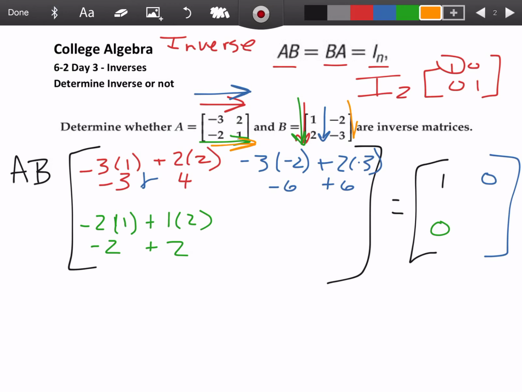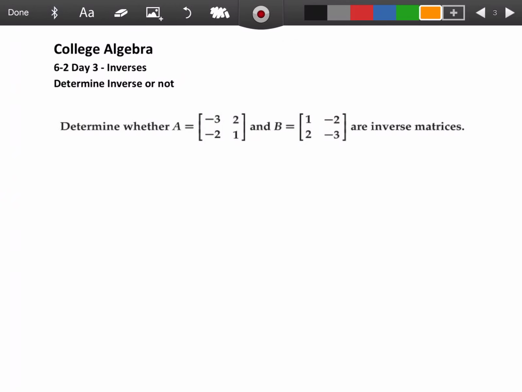And then we're going to go across here, and then down this last column. So we have negative 2 times negative 2 plus 1 times negative 3. And so that would be a 4 plus negative 3, and that'd be a 1. Okay, so as far as A times B is concerned, that is an inverse. But remember, basically what we can do is we can say, okay, A times B checks out. Now we have to flip it around, do B times A to see if that checks out as well.